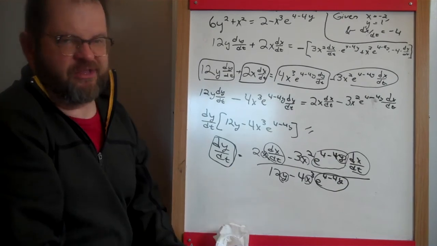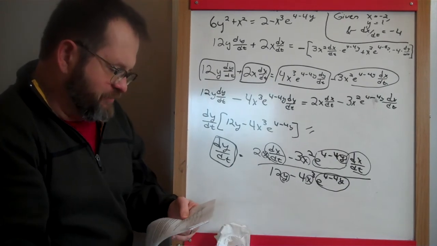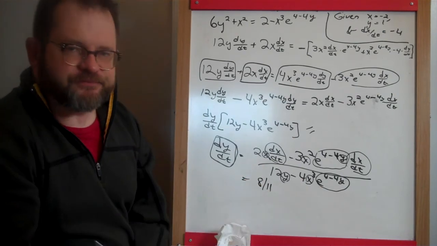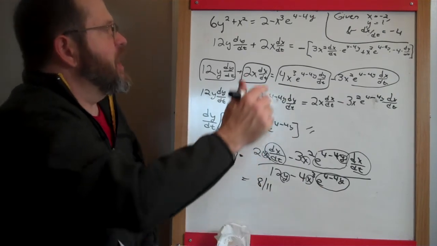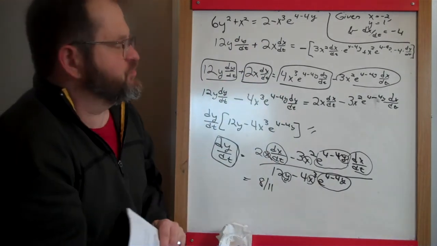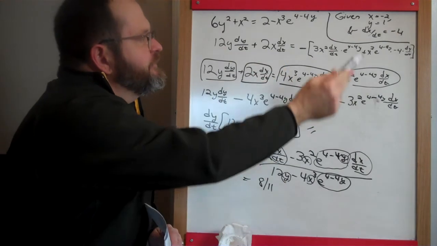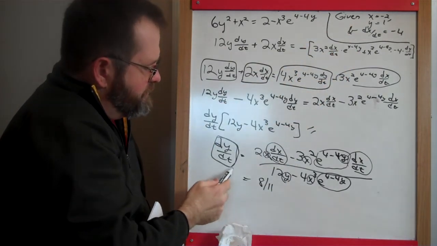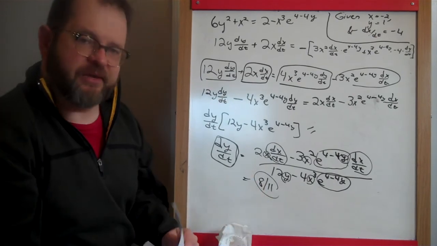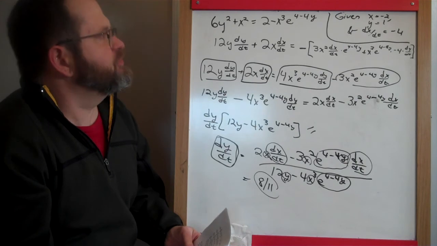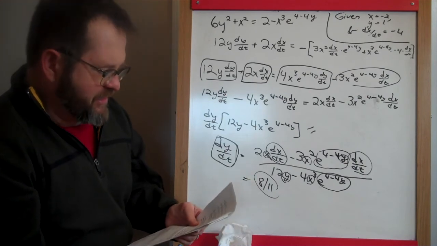It looks terrible. It looks impressive. But when you actually plug the numbers in and crank it a little bit, it just turns out to be 8/11ths. All right. So in other words, if you could make this graph on Desmos or something, at that point, the derivative of y with respect to t would be 8/11ths. You can't actually do the dy/dt part on the Desmos, but it would be a very interesting graph to have made.